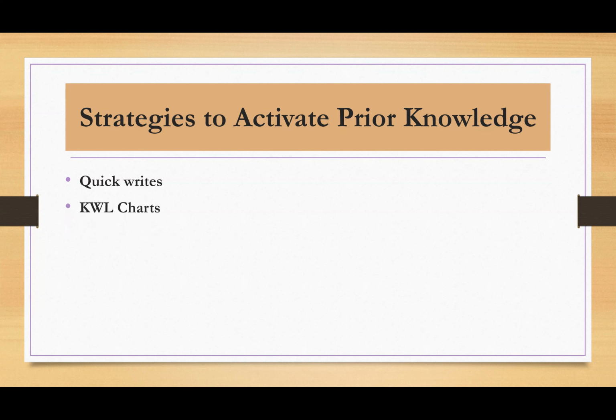KWL charts, which is widely used. Learners share with one another what they know about a topic, what they want to know about the topic, and then what they learned about the topic at the end of the lesson. Checklists. Learners are reminded of the knowledge, skills, and behaviors necessary to complete a task. Teacher-created checklists, especially ones on which learners can add items, help learners keep relevant information in mind as they work.